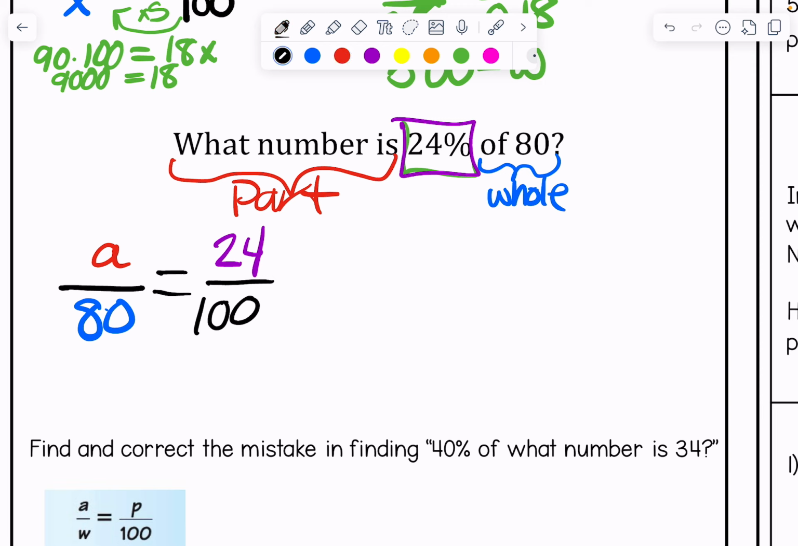We can also set up an equation here. So I don't know the part, but I know whatever that part is equal to the 24% of 80. And remember, this of tells us that we're going to be multiplying. So I could do 24% times 80. And when I do that, I want to make sure that my 24% is in either decimal form or fraction form.